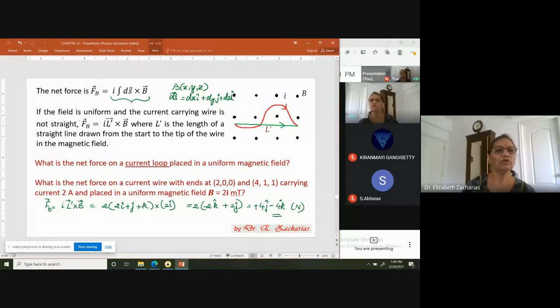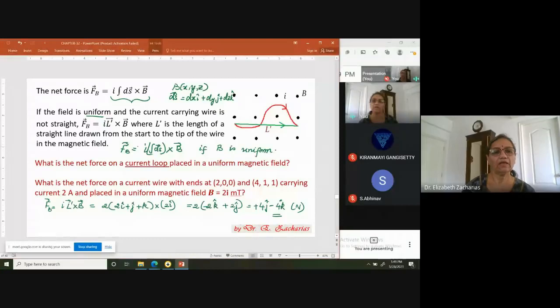So if the magnetic field is uniform, then what happens? B can come out of the integration. Therefore, F_B will be equal to I integral ds cross B. I into integral ds cross B. And this you do when B is uniform for the entire length of the wire.